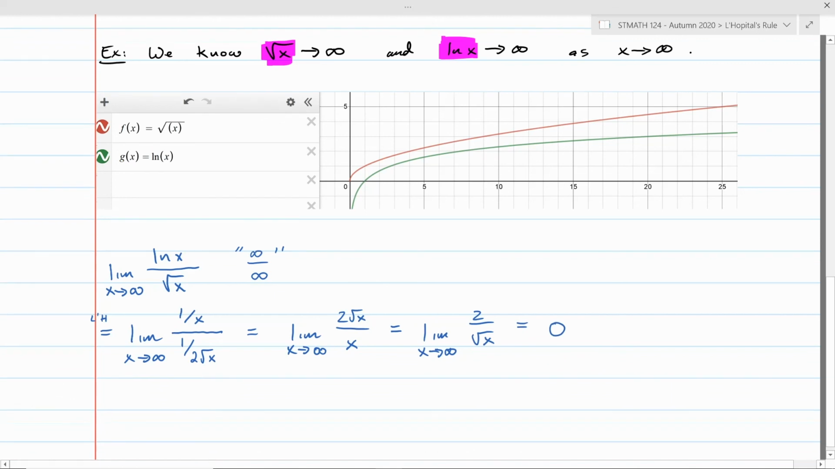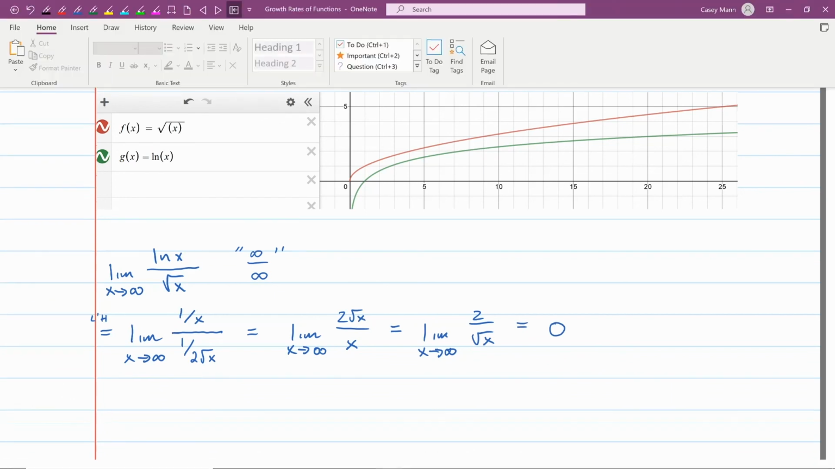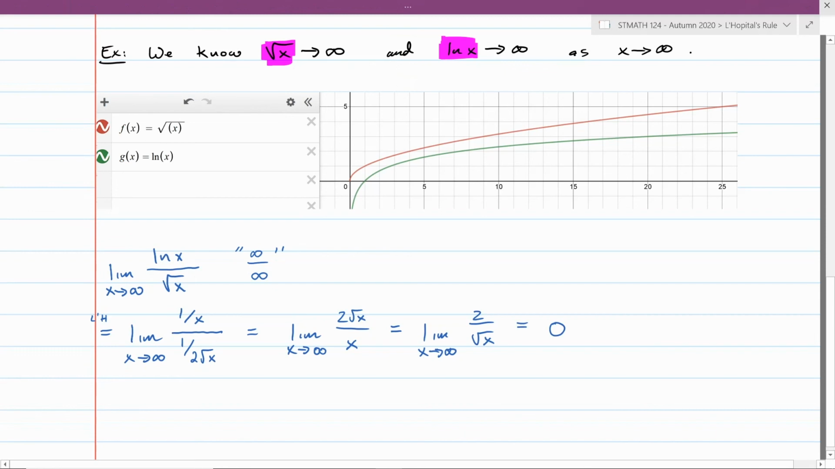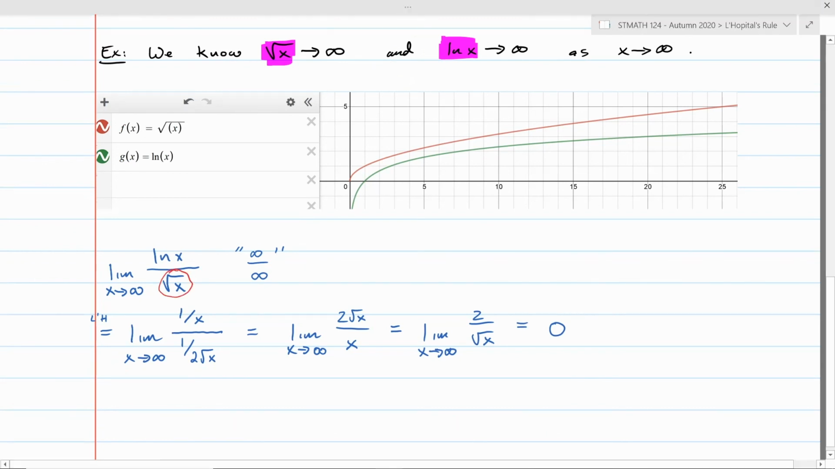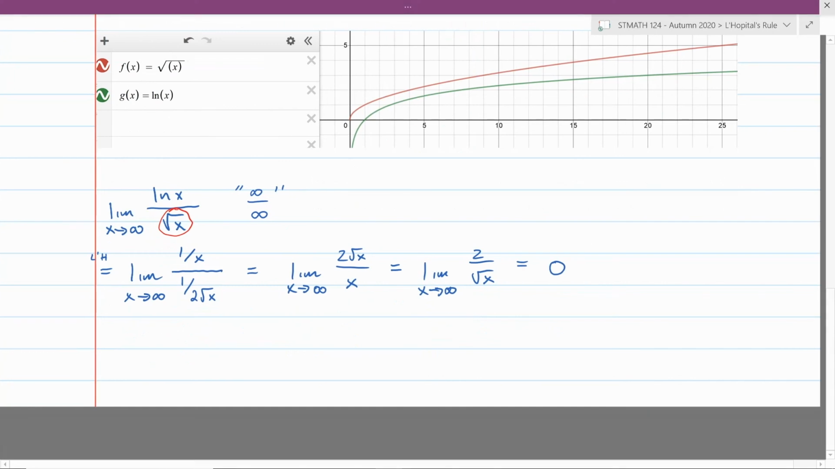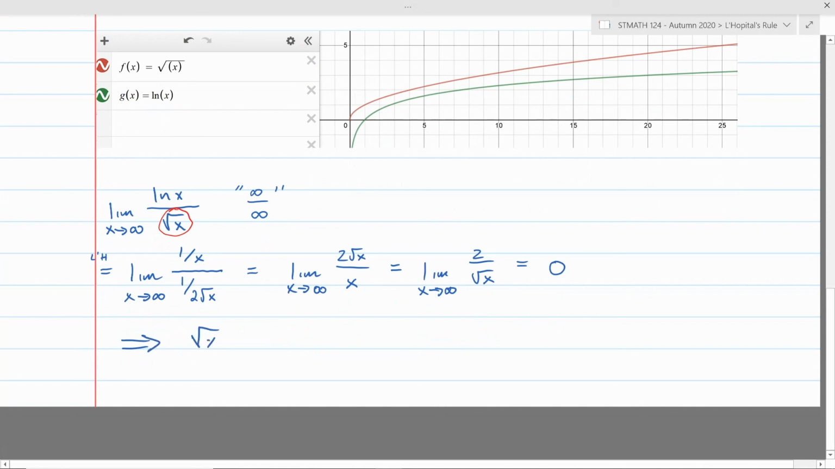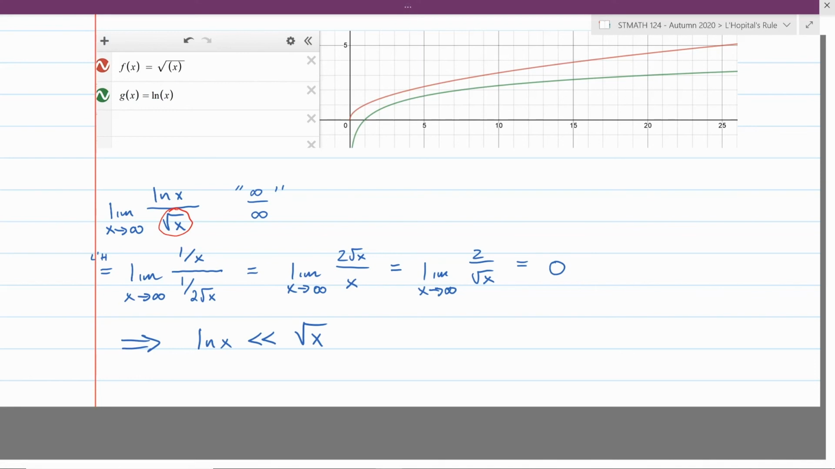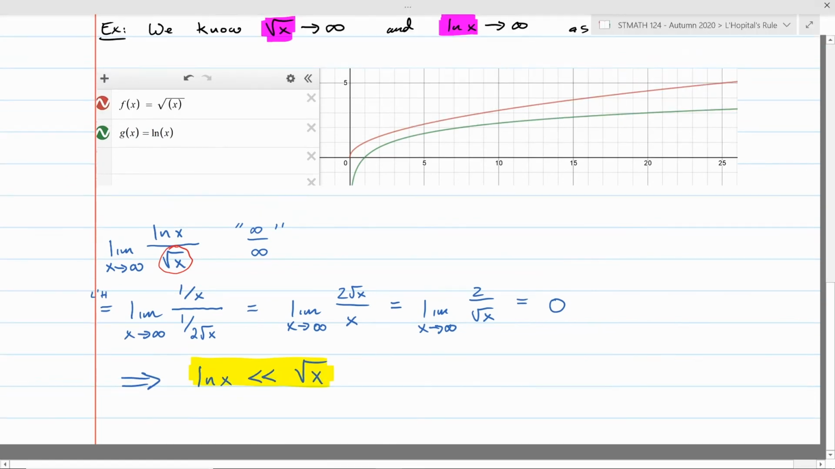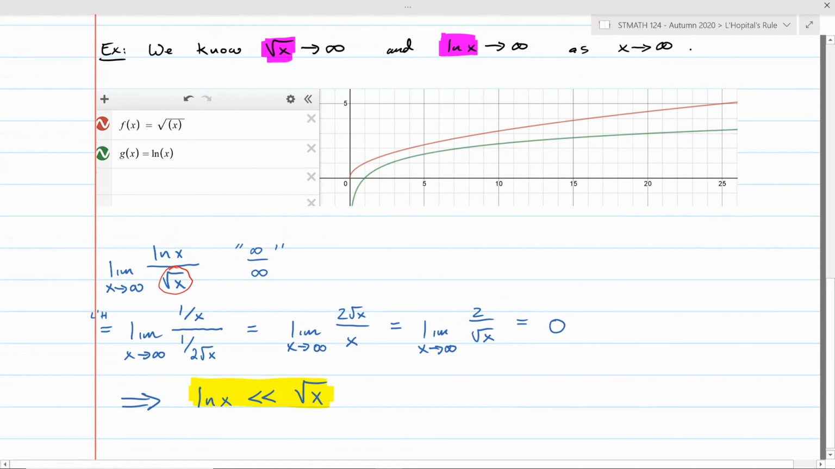So what does that tell us about the growth rates? It tells me that the original limit, natural log of x over square root of x, gives you 0, which means the denominator was the faster growing thing. The denominator won the race. So the natural log of x grows slower than the square root of x. In other words, the square root of x grows faster than natural log of x. So we'd use that notation down there at the bottom. Even though their graphs look like their rates might be comparable, they're not. Square root of x really goes to infinity a lot faster than does natural log of x.